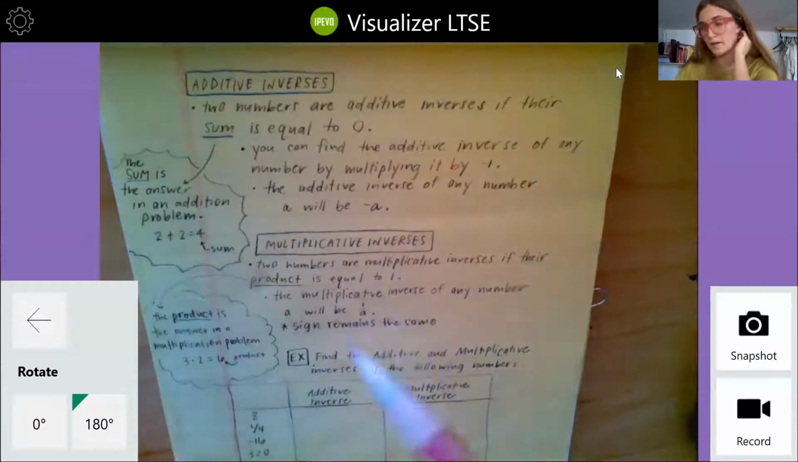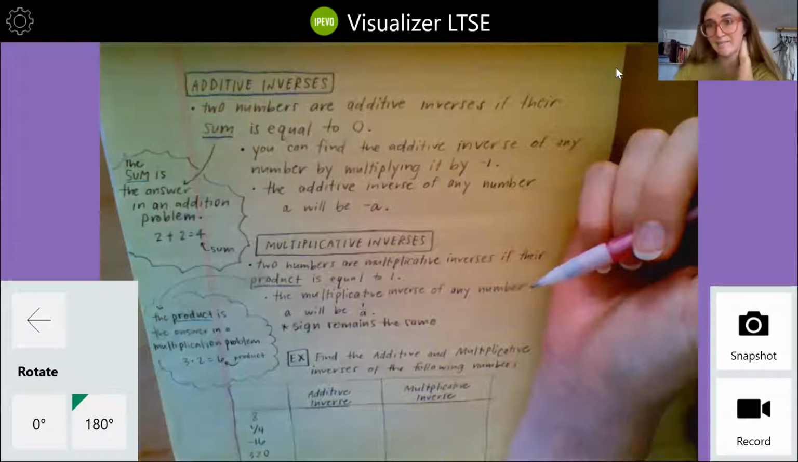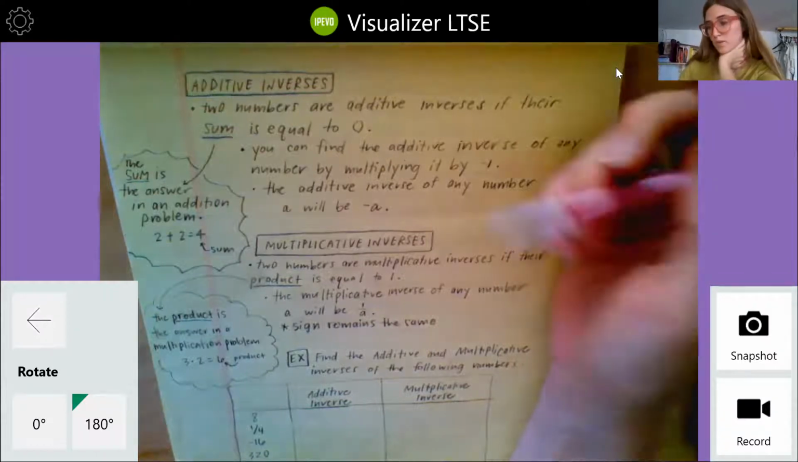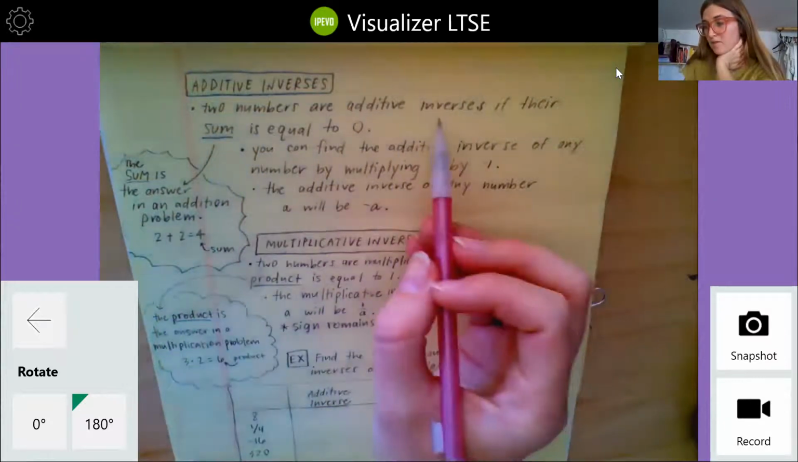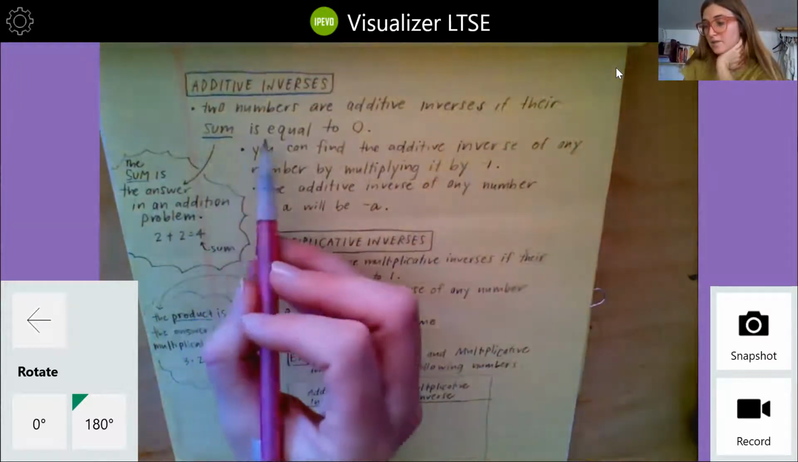Look at additive and multiplicative inverses. We'll start with additive inverses. Two numbers are additive inverses if their sum is equal to 0.